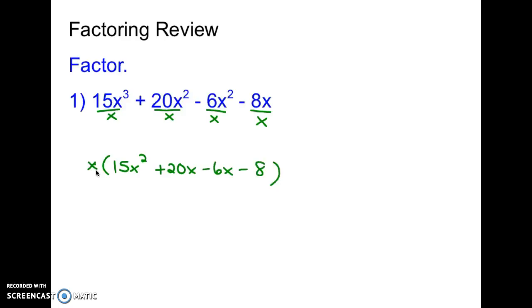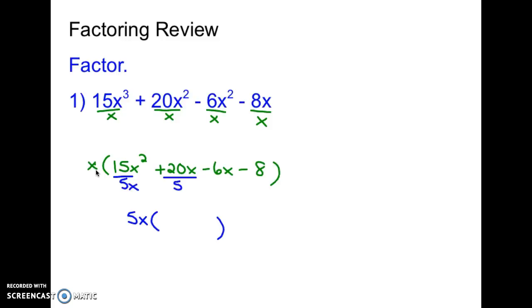Next thing I should look at, whatever I have left after I take out something, I should see if I can factor it. Since I have 4 terms, this is pretty clear cut. This will be a grouping problem, a grouping problem that I need to try to factor with grouping. So if you remember, what you do is you pair the first 2 up, and you take out what you have in common. Both of those have the greatest common factor of 5x. So I'm going to take a 5x out.